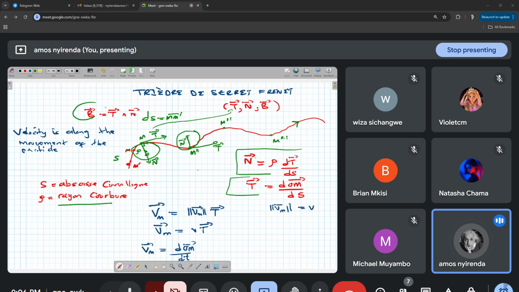Now, you know how to calculate B, you know the expression for T, you know the expression for N. Now, as we are talking about any basis, it is important to know how to calculate the velocity in that particular basis. It is also important to know how to calculate the acceleration.